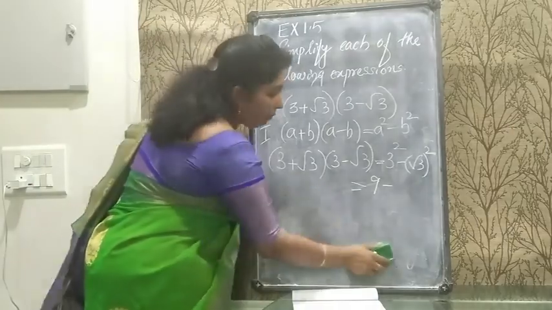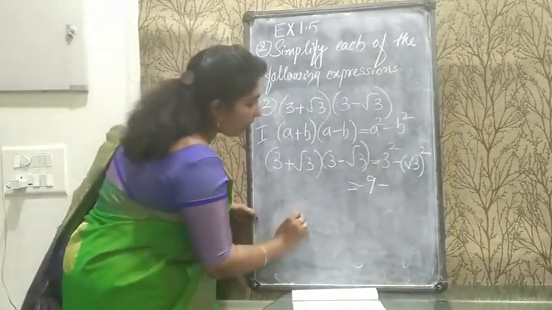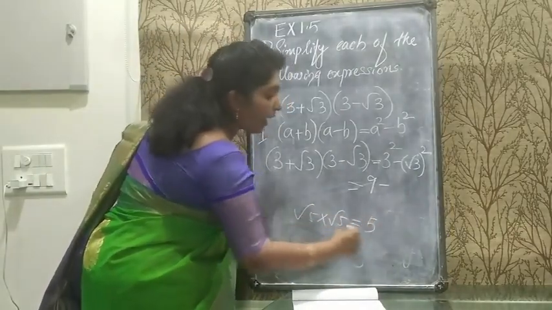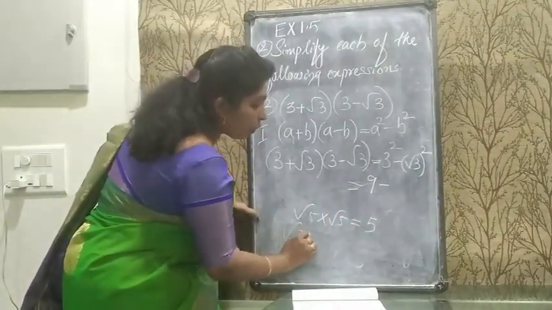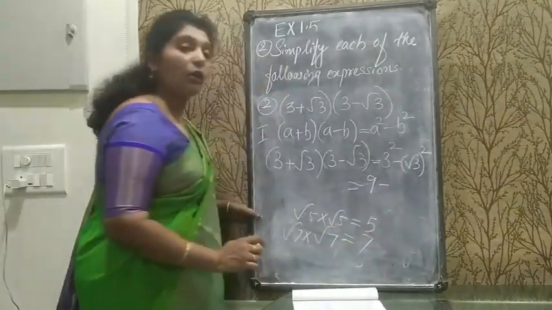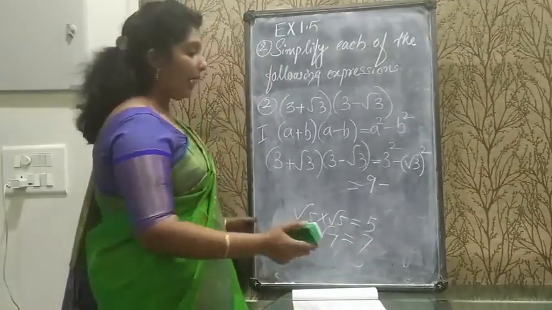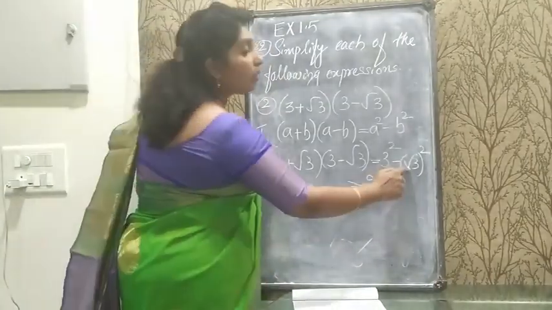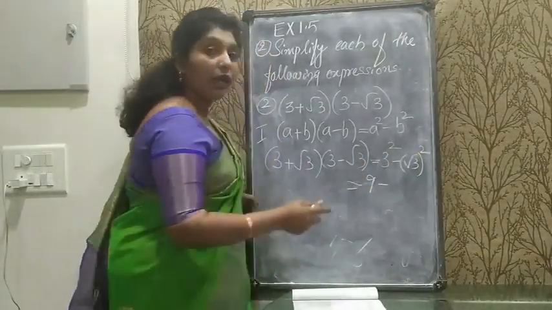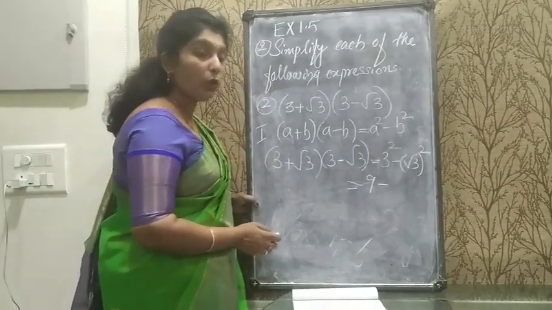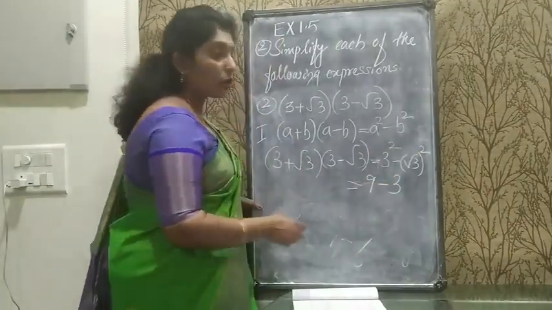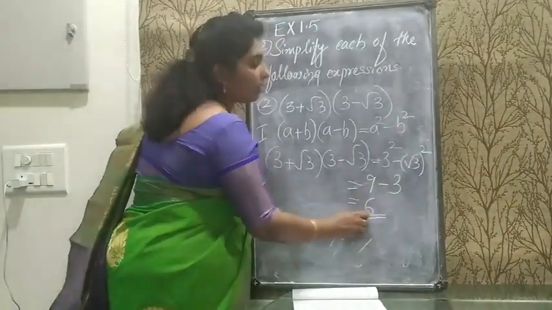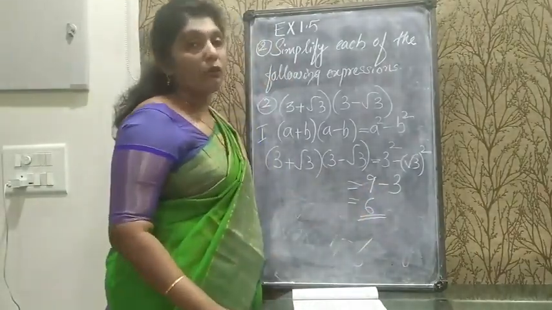Like this we can see many examples. If I write root 5 into root 5, it will be 5 only. Root 7 into root 7 also will be 7. Root x into root x also will be x. Same way, here root 3 square can be written as root 3 into root 3, which is equal to 3. So here we get 9 minus 3, which is equal to 6. This is one of the methods.